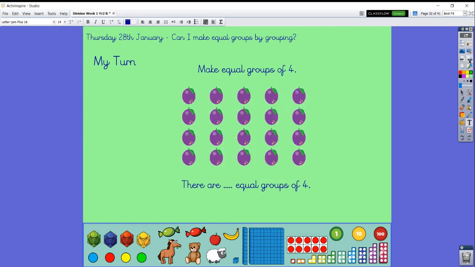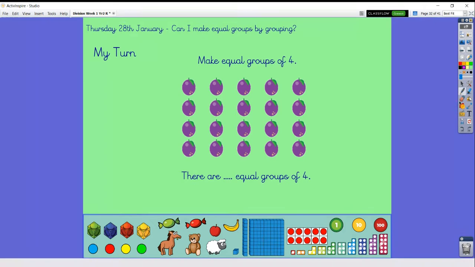So you might like to get some equipment and have a go. Make a group of 4. So that's where you take 4 at a time. Take another 4. Take another 4. How many groups of 4 can you make? Brilliant. Let's see how we could do it.